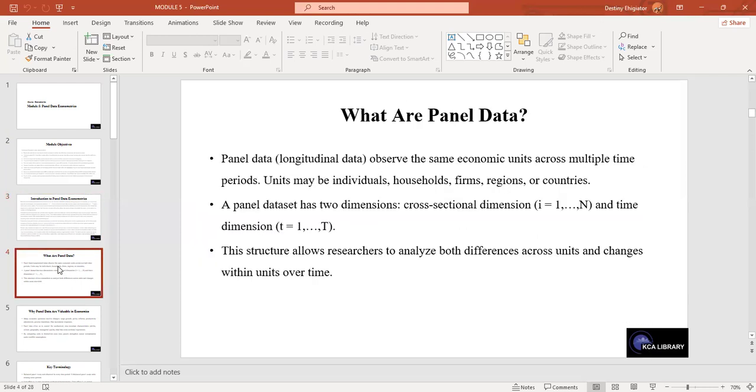What are panel data? Panel data are longitudinal data that observe the same economic unit across multiple time periods. A panel data set has two dimensions, like I said, the cross-sectional and the time dimension.